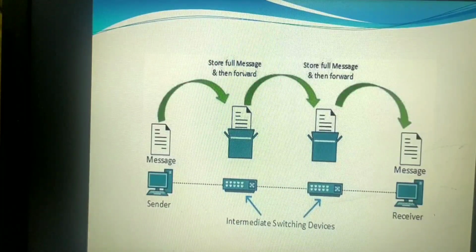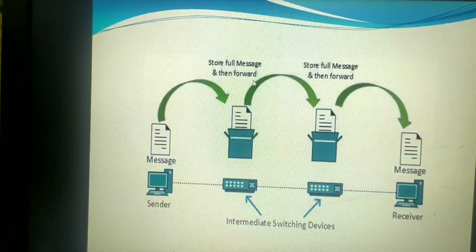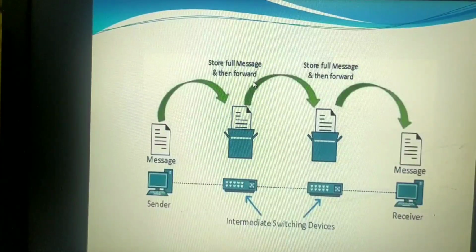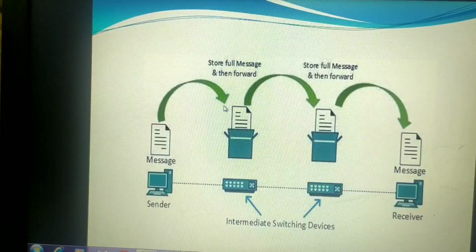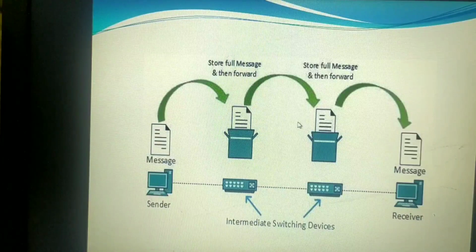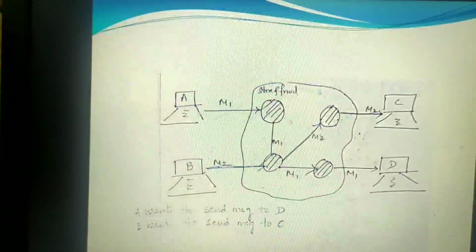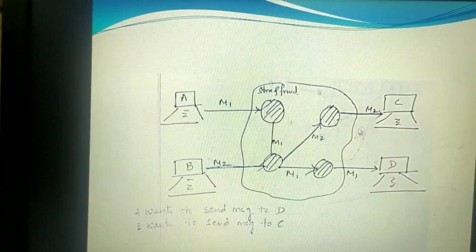Okay, so message switching is also called the store and forward method. I can explain it with one more example here. Let me show you a different slide. Here you can see A, B, C, D, four different nodes. A wants to communicate with D and B wants to communicate with C.